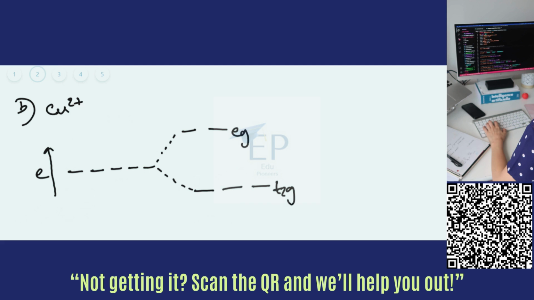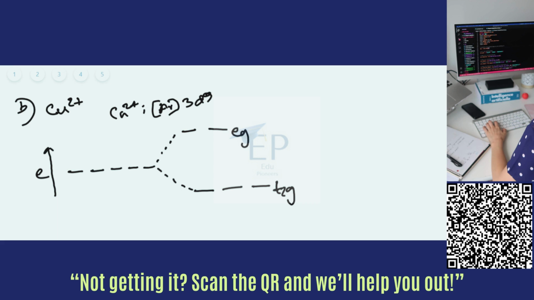Then for Cu2 plus, if we find out the electronic configuration of Cu2 plus, we'll see that Cu2 plus has an electronic configuration of argon and then 3d9.